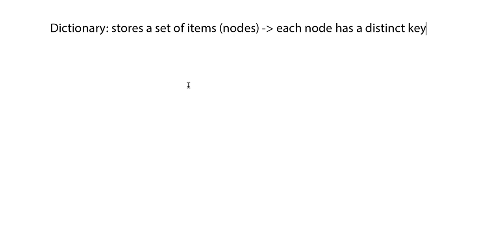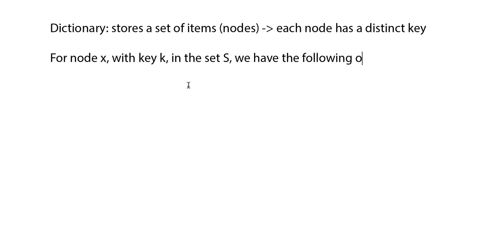And for some node X with key K in the set S, we have the following operations. In order for it to be a dictionary, it must support all three of the following operations. The first is called search. So we can search within this set for a particular key.